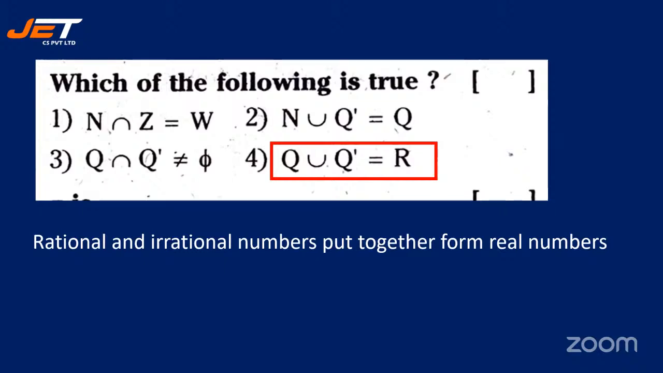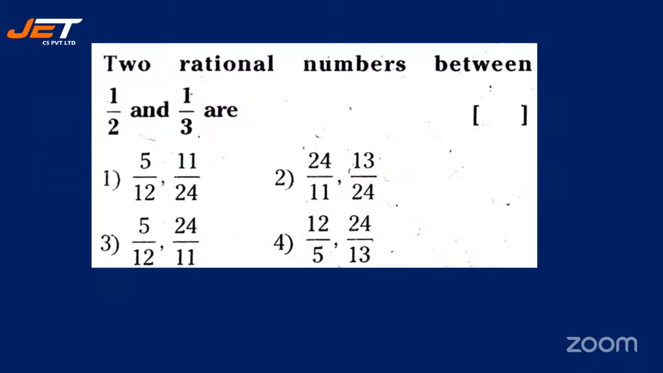So when we say put together, then definitely you should look for the union, not the intersection. Isn't it? Intersection means something which is common in 1 and 2. But when you take the union, it means you should consider everything. All right, see the next question.